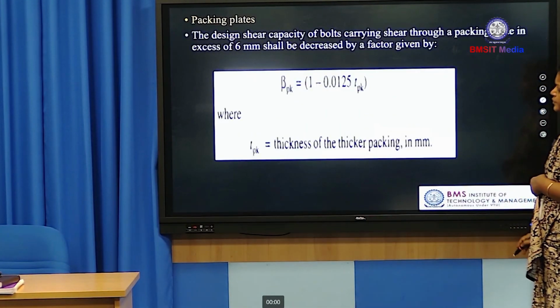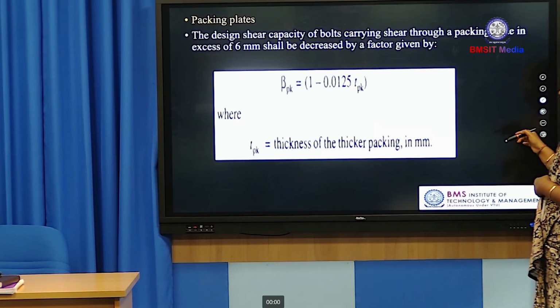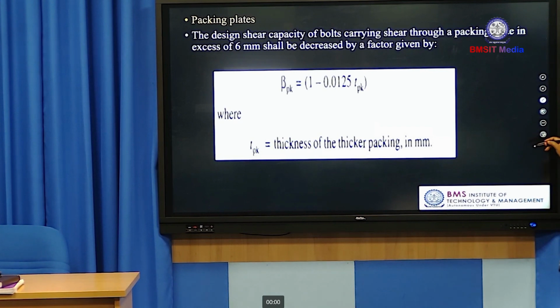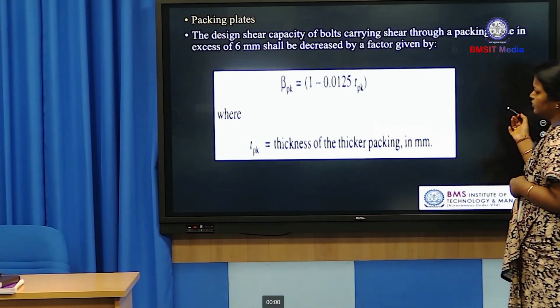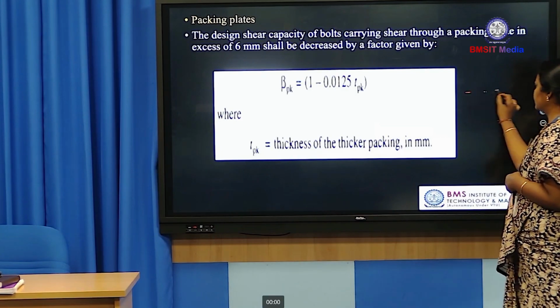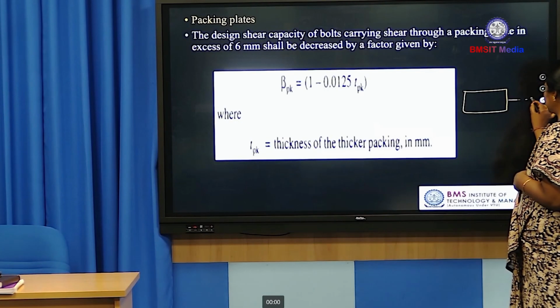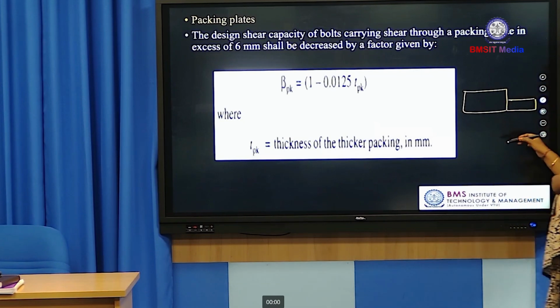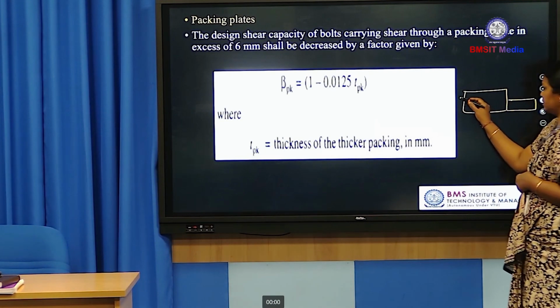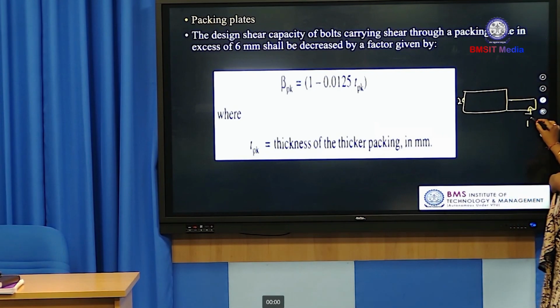Another one is packing plates. This is the third reduction factor, third condition. This packing plate we have to use in the butt joint only. So, this is one main member and this is another main member, but the thickness of these two main members is different. For example, this is 20 mm and this is 10 mm.